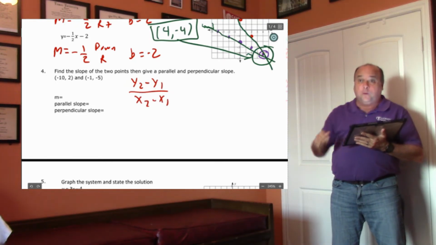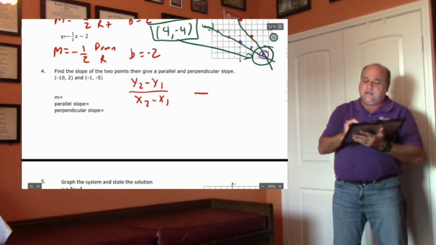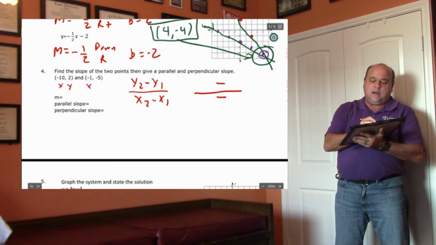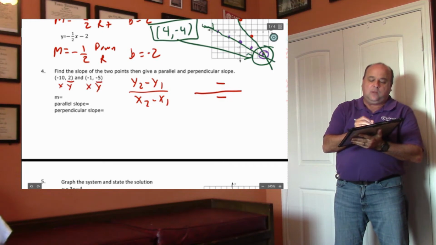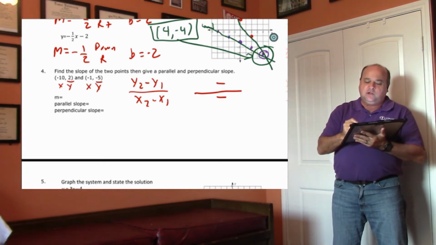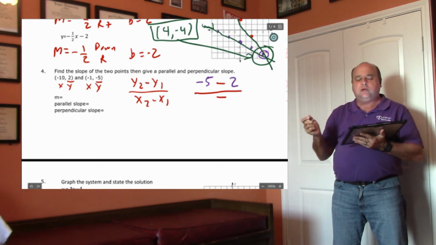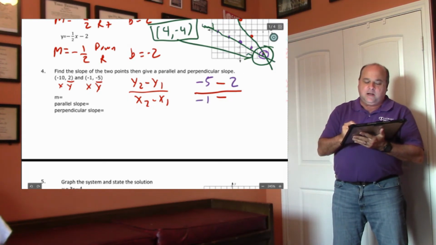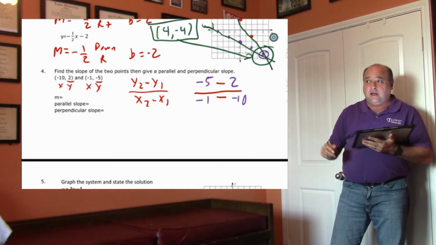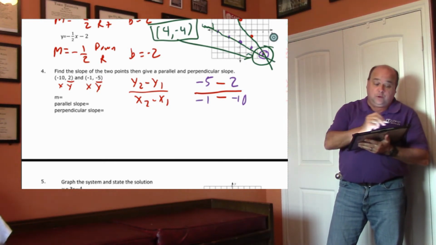This will be on your formula chart. You do not have to memorize it. I like doing this when I get the slope. Label your x and y, and I would underline the y's. The y's go on top, the x's go on bottom. So my negative 5 and 2 go on top, and on bottom I'm going to put negative 1 and negative 10. Punch this into the calculator. If you use a calculator, you won't miss it.